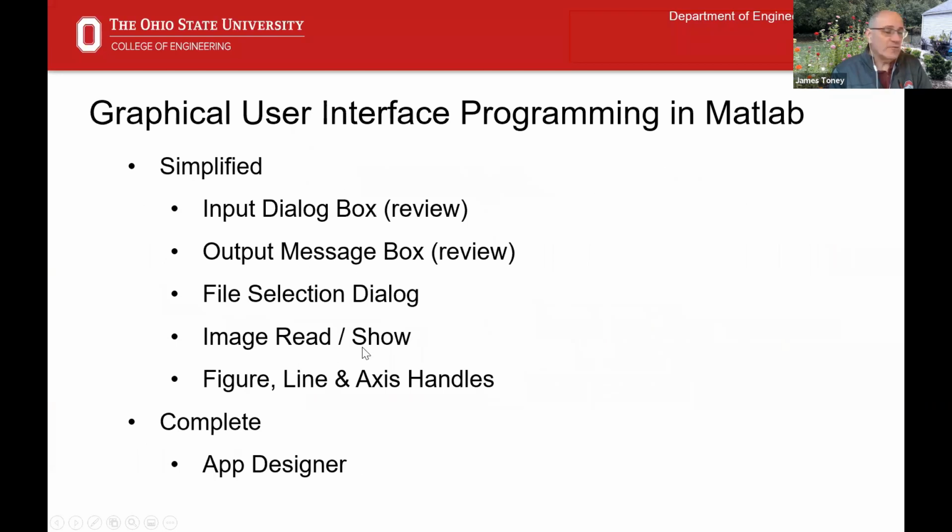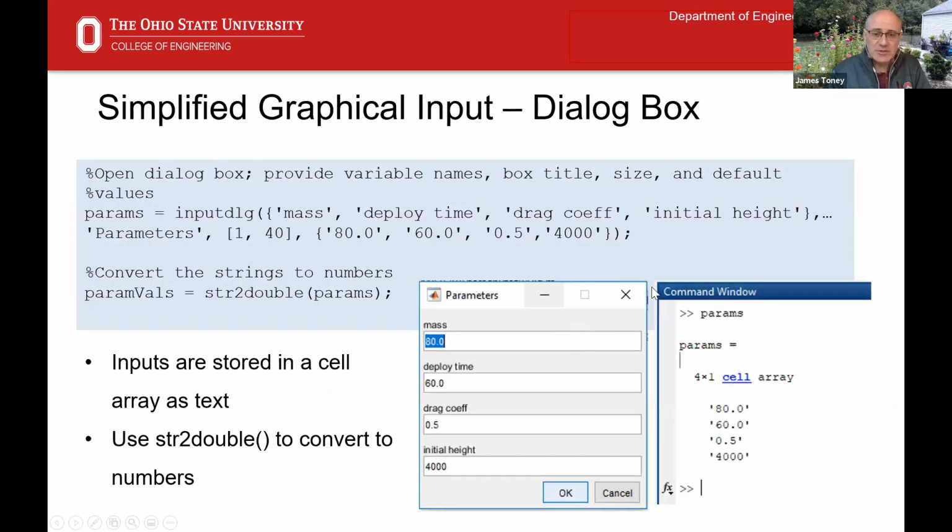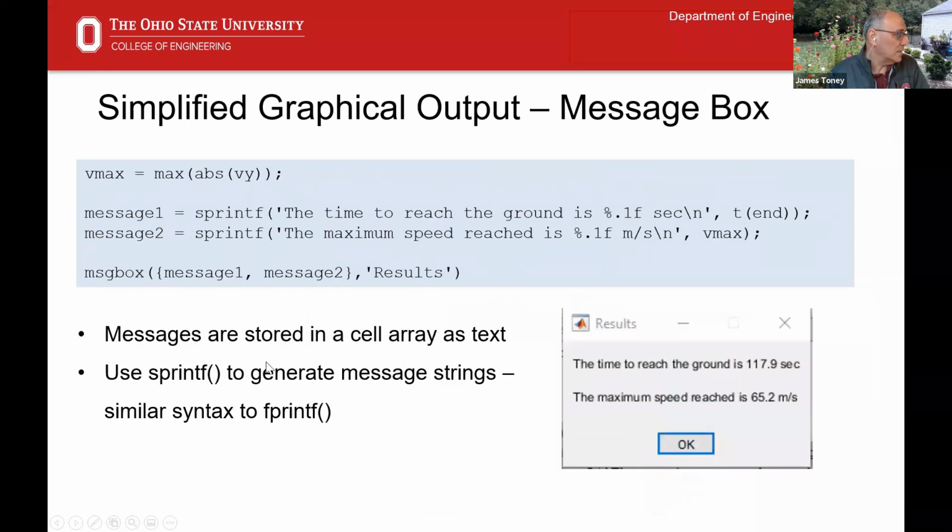So first, I'm just going to review a few simple features that you can build in your programs with minimal effort. And then we'll go to talking about full-blown GUI programming using App Designer. So I've already shown you a couple of things. Back when we talked about cell arrays, I showed you how to do a dialog box. This is the same example. And then a message box.